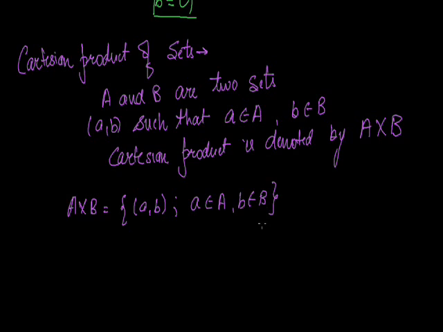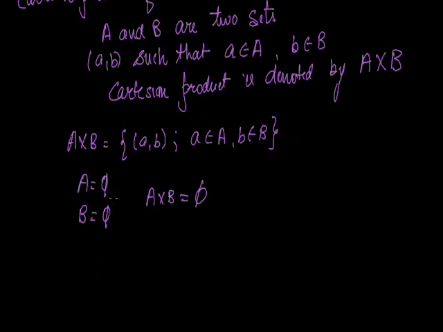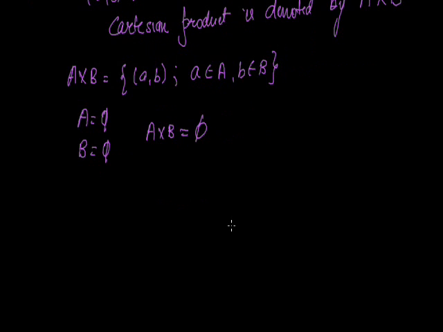Since the first element contains only an element of A and the second contains only an element of B, A cross B will be equal to the ordered pairs (a, b). This will be more clear with the help of an example. If A is equal to empty set and let us suppose B is also the empty set, then A cross B will also be empty. Since set A does not contain any element and set B also doesn't contain any element, A cross B also will contain no element.